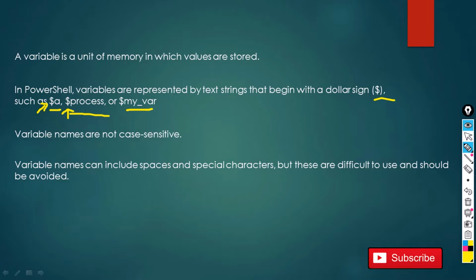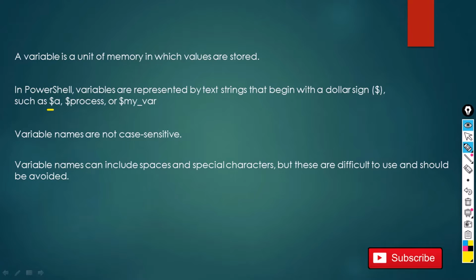Another example right here, my underscore var. So as you can see, a variable can be a single digit or multiple characters in length, or it can also have special characters like underscore. So you can create variables in whatever way you want, but always ensure that whatever variable you're creating is prefixed with a $ sign. Only then PowerShell treats that as a variable.